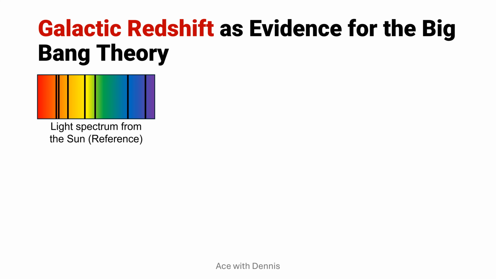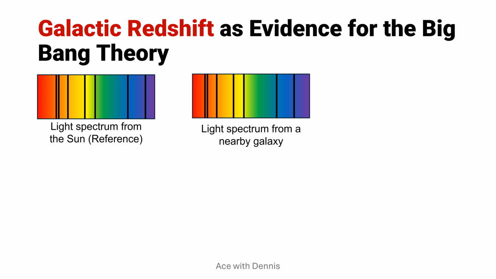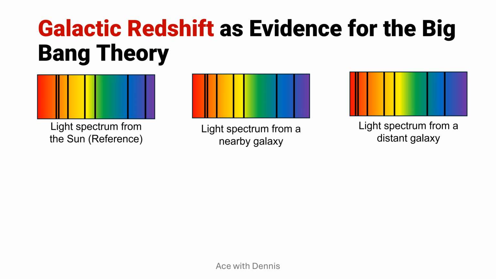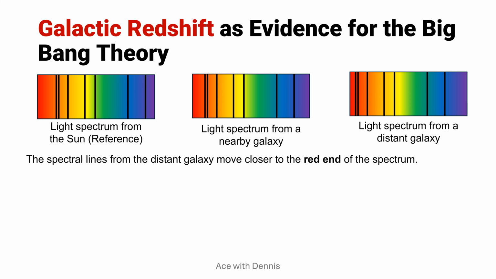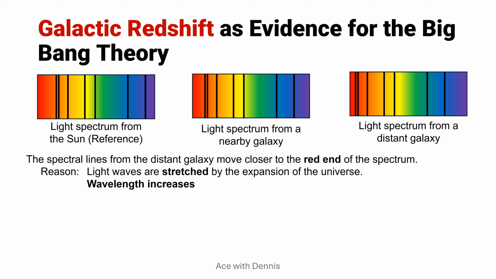This is the light spectrum from the Sun as our reference because the Sun is the closest star to us. This is the light spectrum from a nearby galaxy, and this is the light spectrum from a distant galaxy. The spectral lines from the distant galaxy move closer to the red end of the spectrum. Here's the reason. Light waves are stretched by the expansion of the universe. Wavelength increases and frequency decreases.